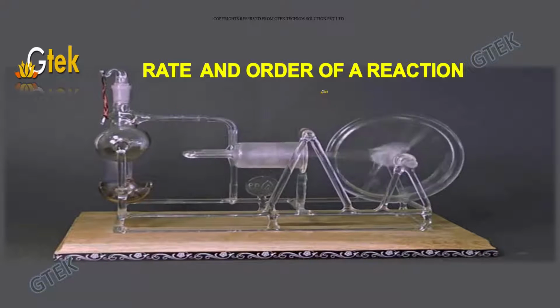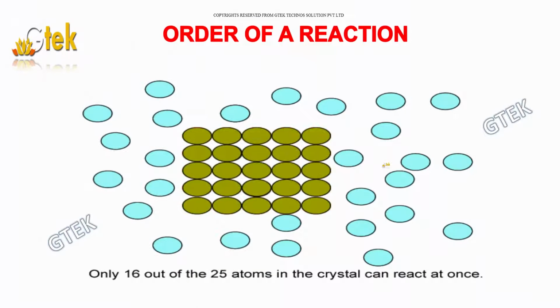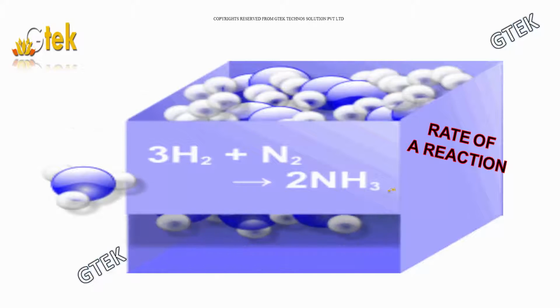The rate and order of the reaction. What is the order of the reaction? Which one should process first: this one first, second this one, third this one. And what is the speed or rate? These things I'm going to discuss now. Also the order of the reaction, as I told, which should be first and which should be next, and at what speed the reaction should start and end.